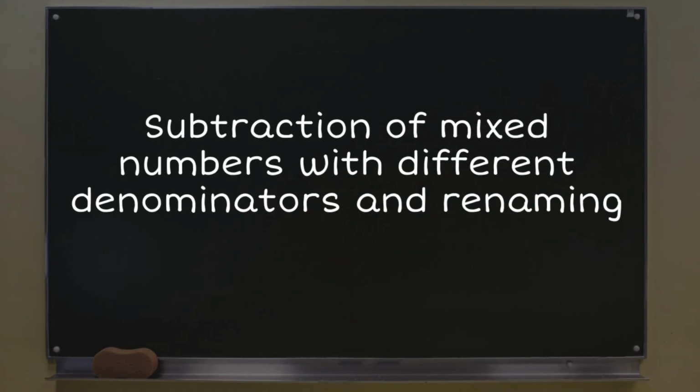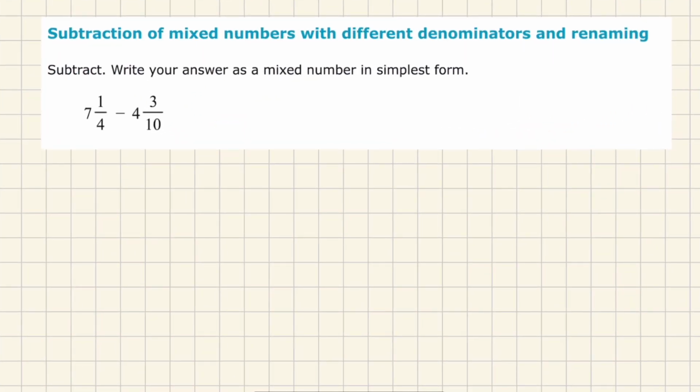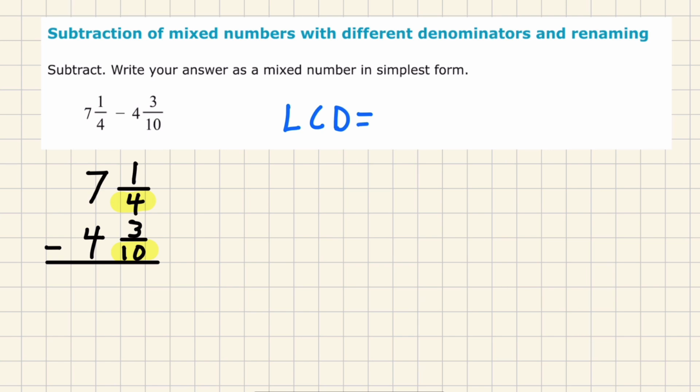Subtraction of mixed numbers with different denominators and renaming. We're asked to subtract these two mixed numbers, and writing the subtraction vertically, I see that for the fractions, we have different denominators. So I will need to find the lowest common denominator, and between 4 and 10, the smallest number divisible by both is 20. So I'll rewrite the problem with the common denominator of 20.